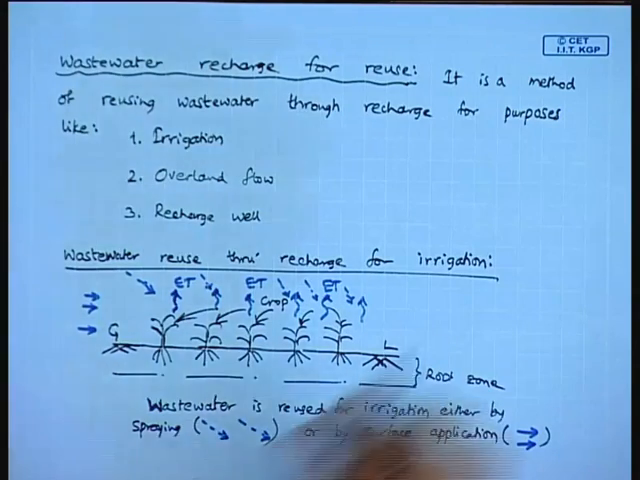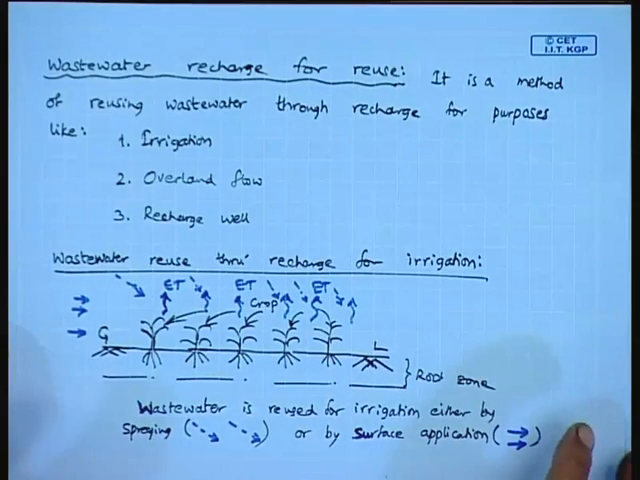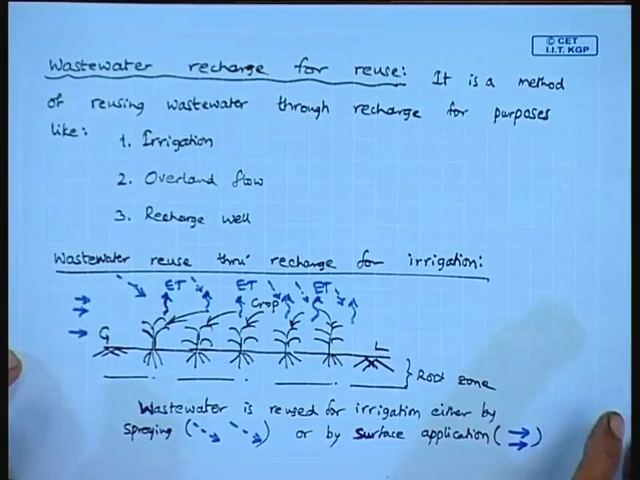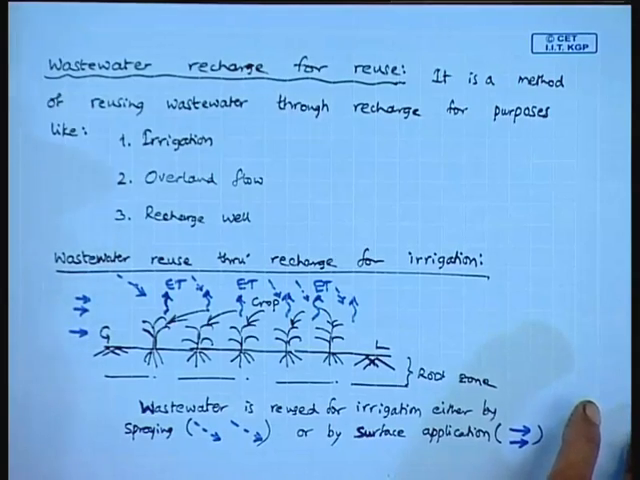By employing any of these methods, either spraying from the top or surface application, we can reuse the wastewater and thereby reduce the water demand for irrigation, because we all know that irrigation requires the highest amount of water. The highest water requirement is for irrigation. So by reusing this wastewater, we are minimizing the water requirement for irrigation.